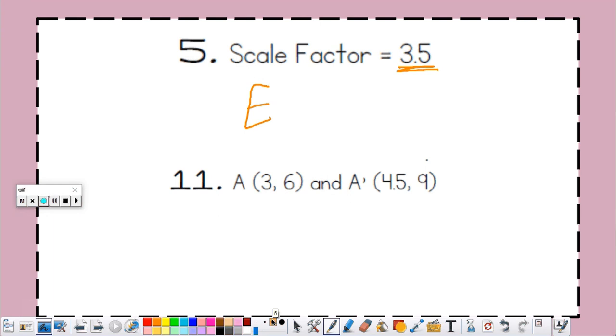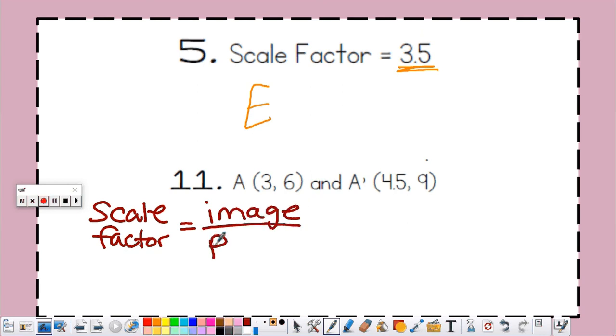All right, what about number 11? Number 11, we are determining the scale factor. Okay, so how do I determine the scale factor? What did we say for number 16? Scale factor equals image divided by pre-image. Okay, remember I said I want work shown for each problem? This would be an excellent thing to write down for number 11. Scale factor equals the image divided by the pre-image.